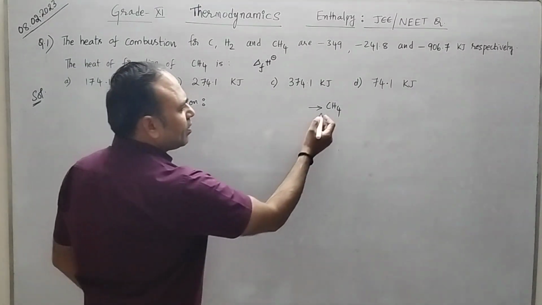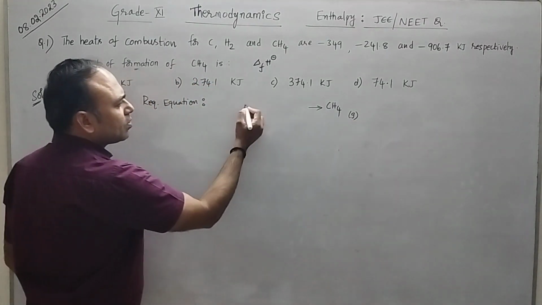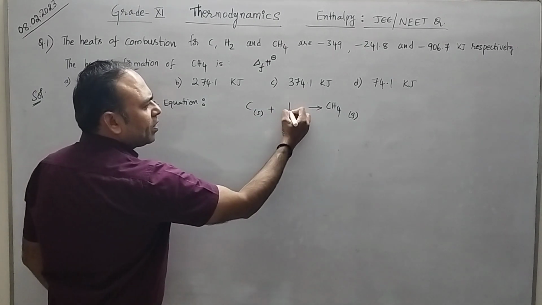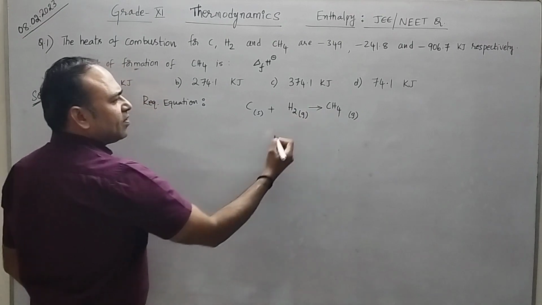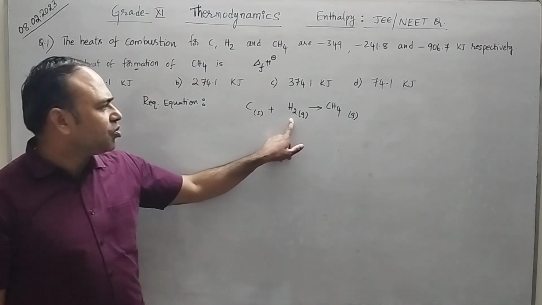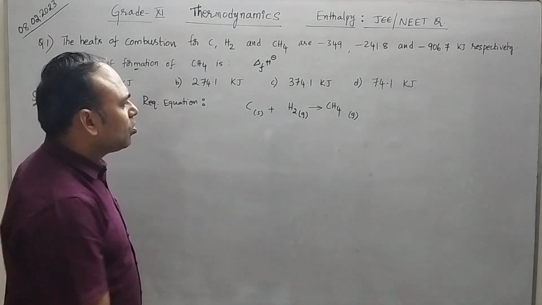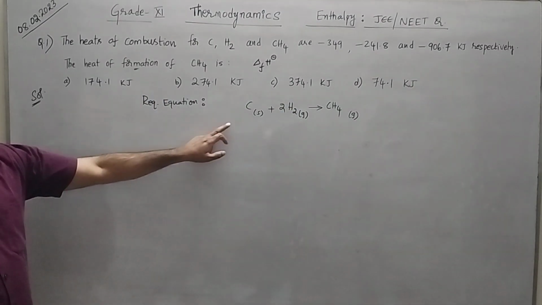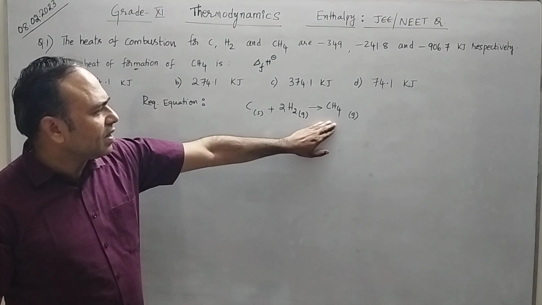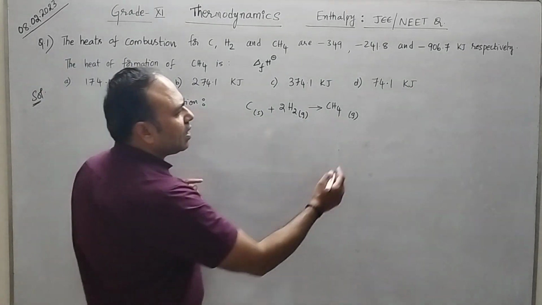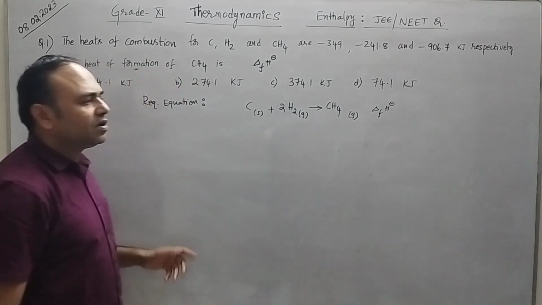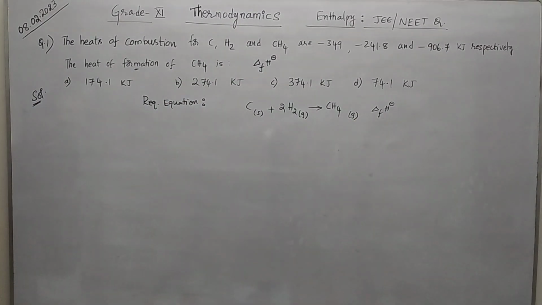Now if you observe, how many carbons are there? 1. So let us write like this: carbon, and always you know the standard form of hydrogen, that is H2. Because you are having 4, let us write it as 2. Now this is your required equation. So formation for any molecule we can write like this, and now delta fH, on the standard condition you can calculate. So they are asking this.